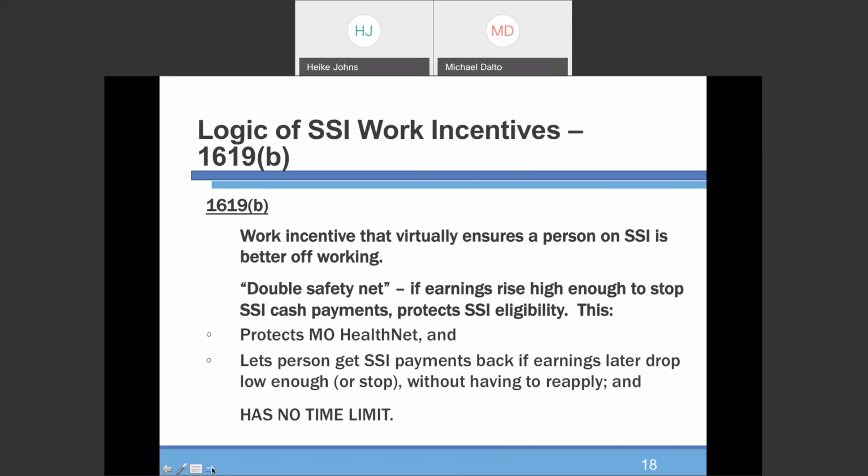And 1619(b) has no time limit. A person could, for example, work their way off SSI payments this year, and 30 years later, they could stop working. They could still get their SSI payments back just by calling Social Security, because they'd still be eligible for SSI, and they could keep their free MO HealthNet the entire 30 years and continuing into the future. So it's a tremendous work incentive.